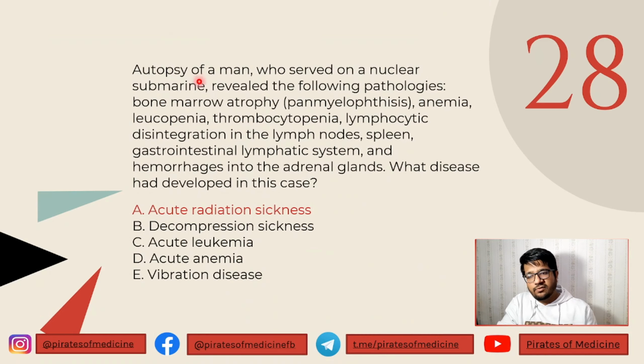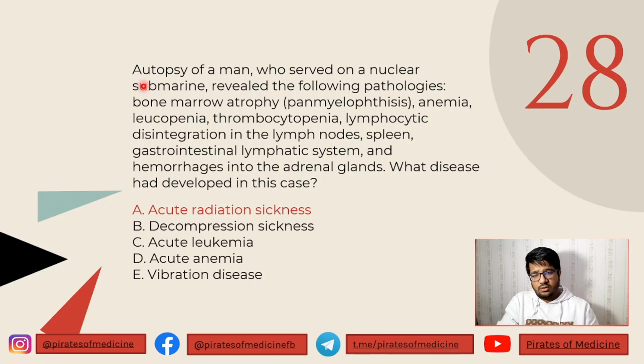28th is that autopsy of a man who served on a nuclear submarine revealed the following pathologies: bone marrow atrophy, anemia, leukopenia, thrombocytopenia, lymphocytic disintegration in the lymph nodes, spleen, GIT, lymphatic system, and hemorrhages into the adrenal glands. What disease had developed in this case? So if you can see, the man had a background of working in a nuclear submarine, so he has probably been affected with radiation.